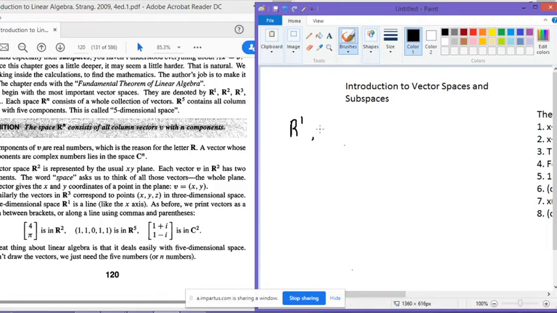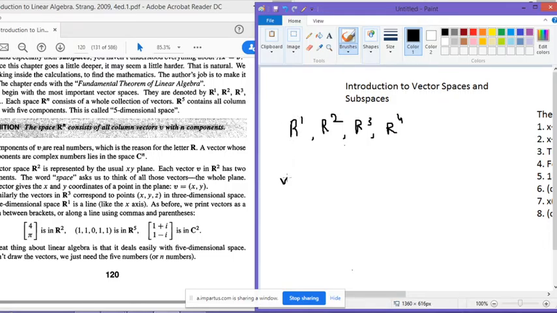So we denote the vector space by R. You can call this R power 1, R power 2, R power 3, R power 4, and so on. So what does this R represent? This R represents that the vector space consists of vectors with real components.